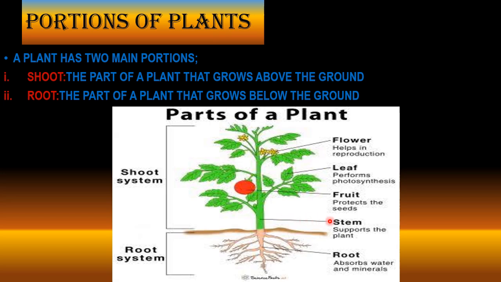Shoot may include stems, fruits, leaves, and flowers. While the part of the plant that grows below the ground or under the ground, which you cannot see, is known as root. So there are two main portions of plants, shoot and root. What is shoot? The part of the plant that grows above the ground. And what is root? The part of the plant that grows below the ground.